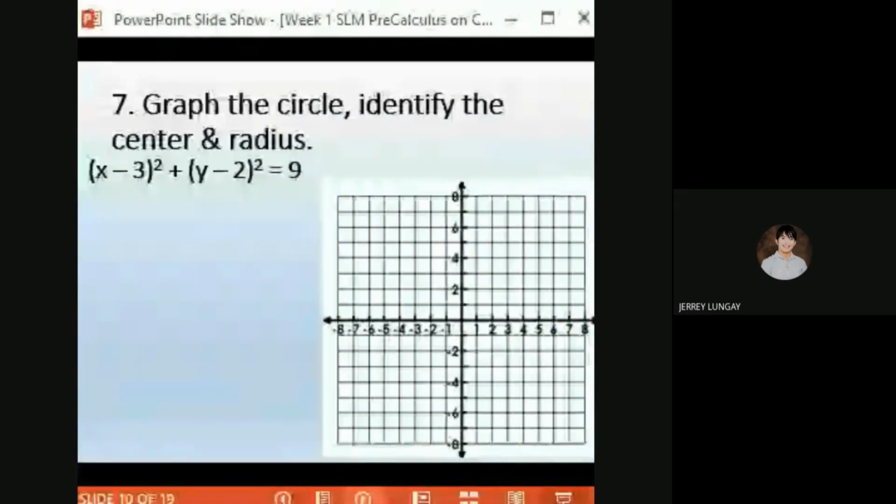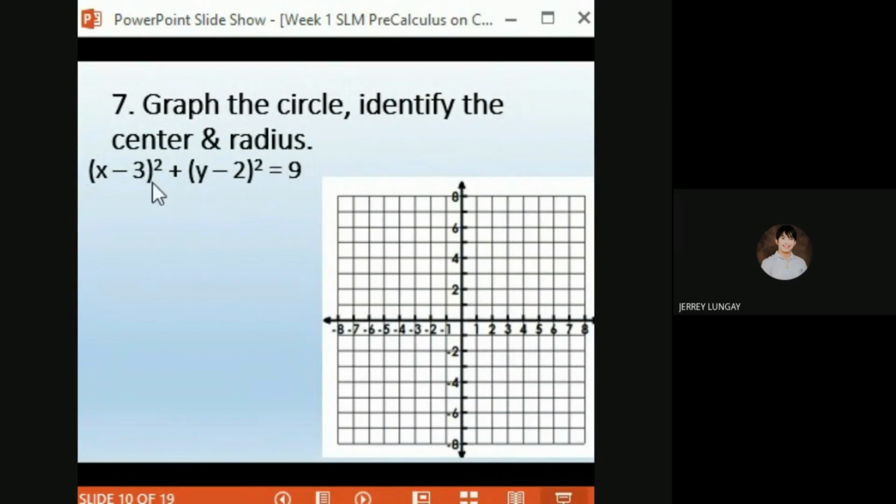Graph the circle. Identify the center and radius. If we are going to graph this, class, I will just run through it, so that even if we cannot graph it here, since we are virtual, listen.